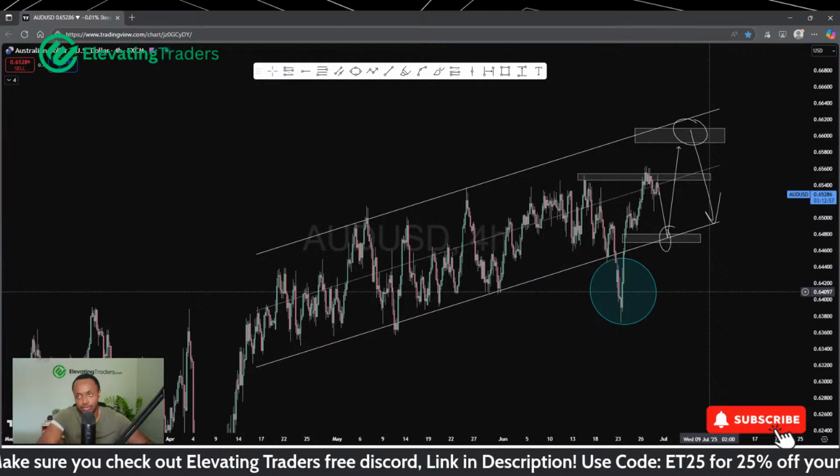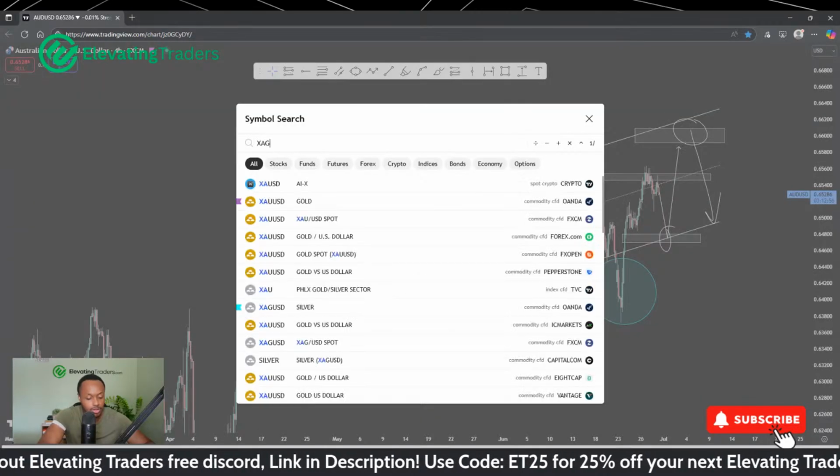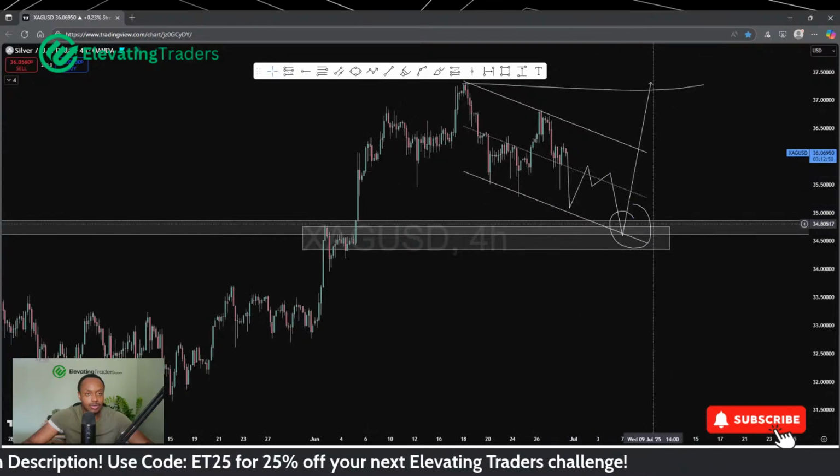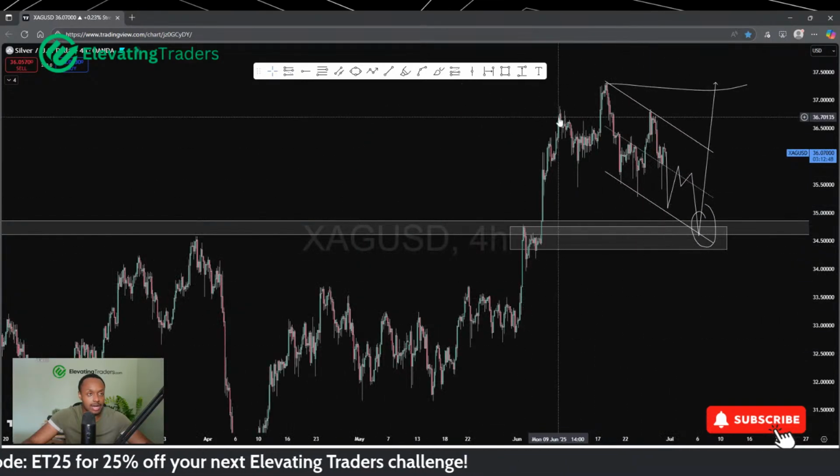That's pretty much it for the USD majors. Of course, silver's on the watch list. I like the buys for this one, waiting on a retest of just below 35. Healthy breakout past few weeks.